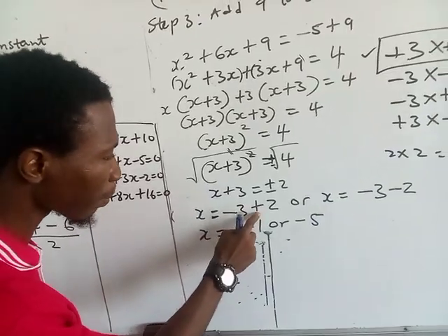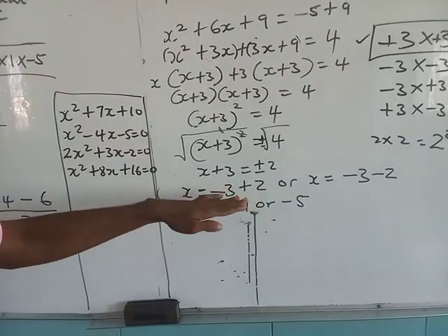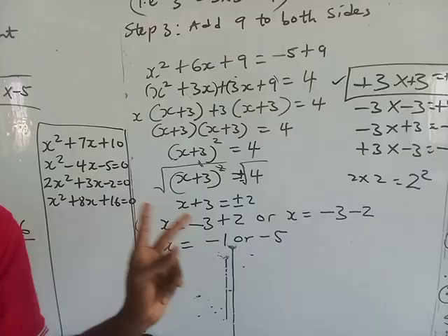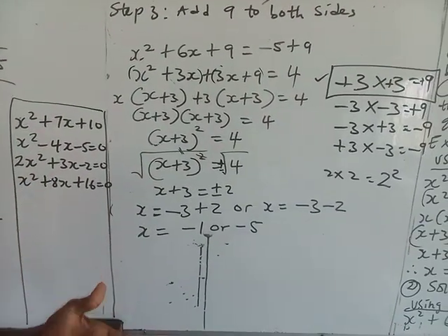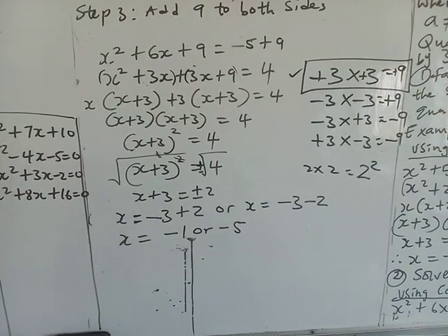So what is minus 3 plus 2? Because when you are solving a quadratic equation, there are two roots that you need to get. Sometimes the roots might be the same. Sometimes the roots might be different.